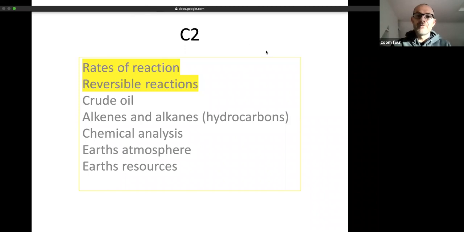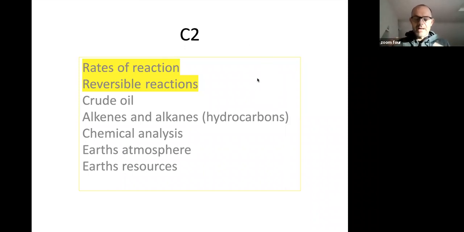But what I'm going to be going through today is rates of reaction, and if I get time, reversible reactions, but rates of reaction more than anything else.